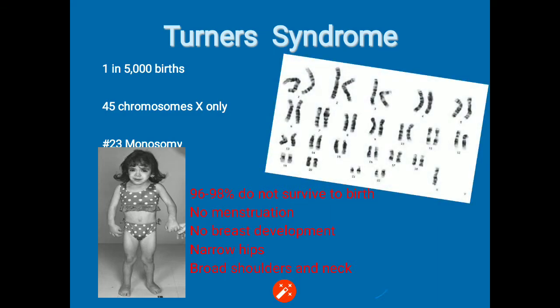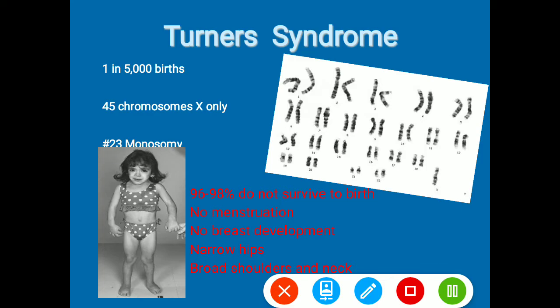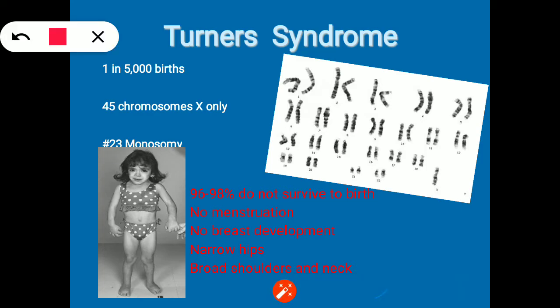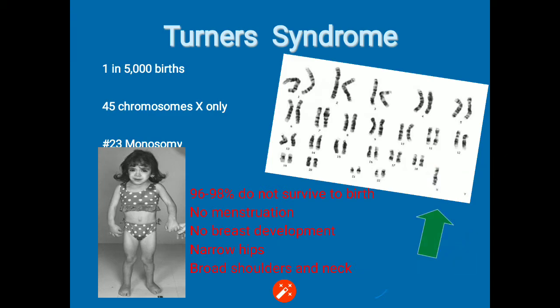And this is the karyotype of these females. Here all the chromosomes you are able to see in pairs, but at the last position there is only a single chromosome, that is, the last pair has only an X chromosome. Now here again they have shown the same thing.